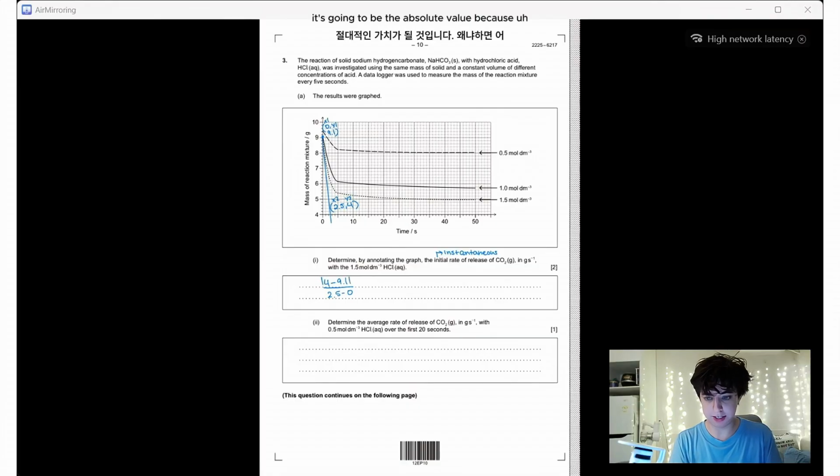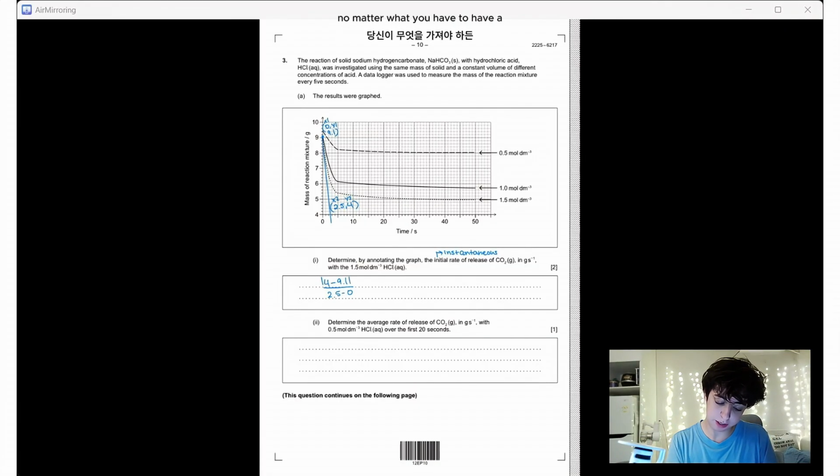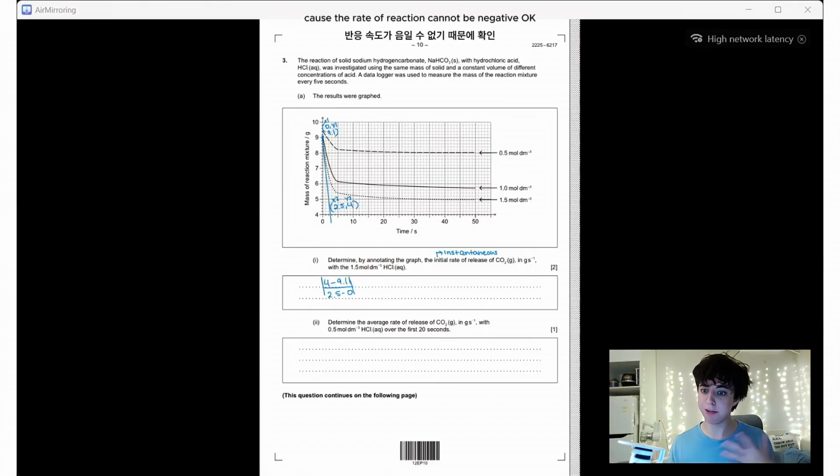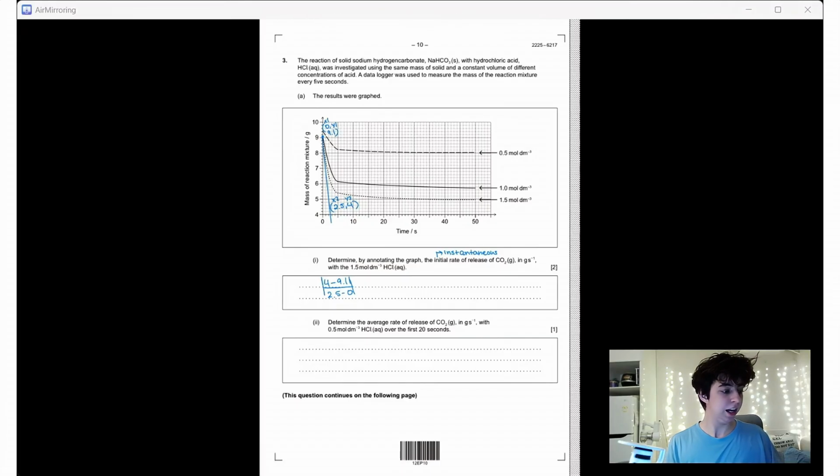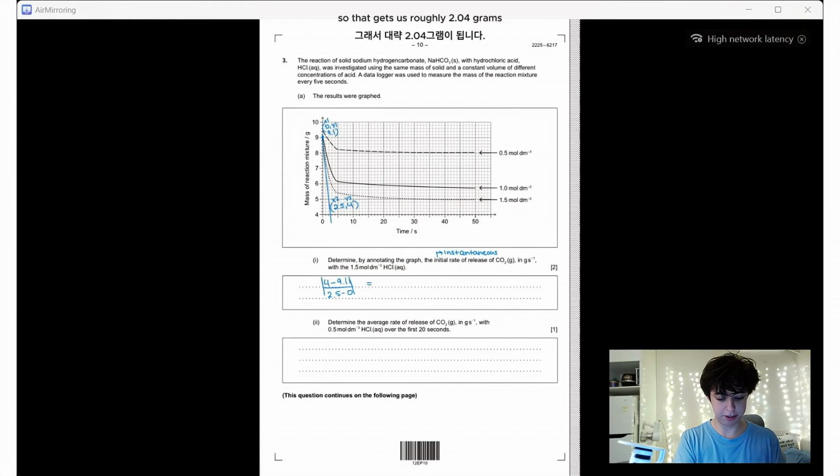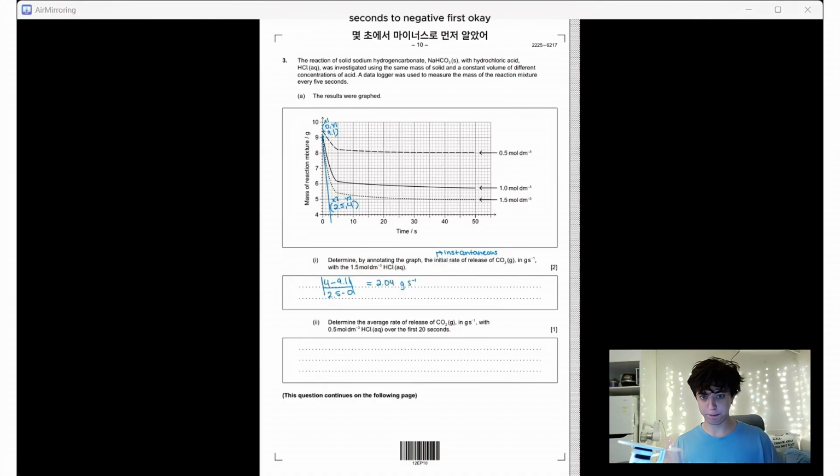It's going to be the absolute value because no matter what, you have to have a positive value for your rate of reaction, because the rate of reaction cannot be negative, okay? And so 4 minus 9.1 divided by 2.5 gets us roughly 2.04 grams seconds to the negative first, okay?